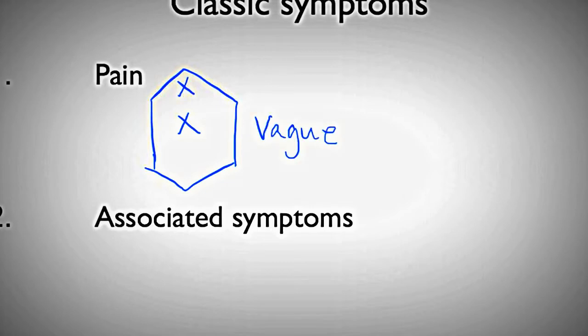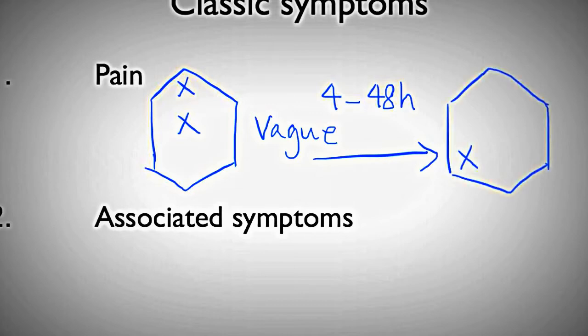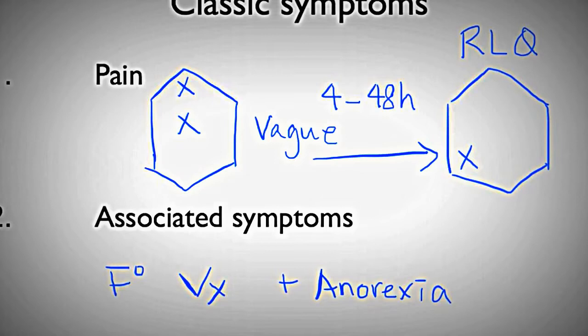Over the course of the next 4 to 48 hours, the pain can change. It classically migrates to the right lower quadrant. This happens as the inflammation triggers the somatic pain fibers. The pain is less vague and more localized in the right lower quadrant. Other associated symptoms can include fever, nausea, vomiting, typically after the pain started, and a loss of appetite. These are the classic symptoms in patients with appendicitis.